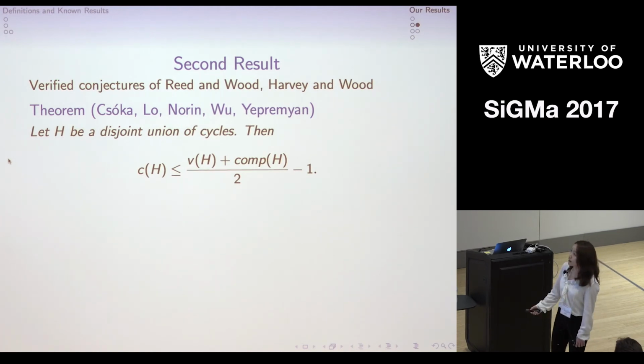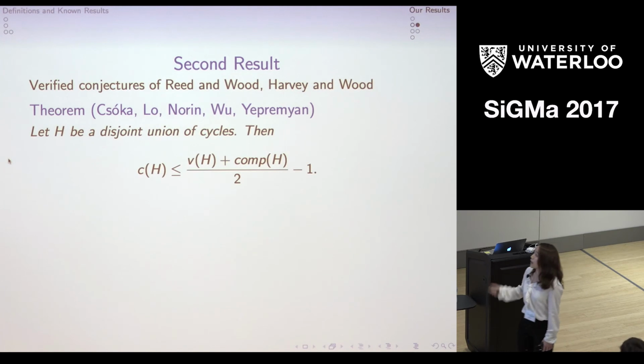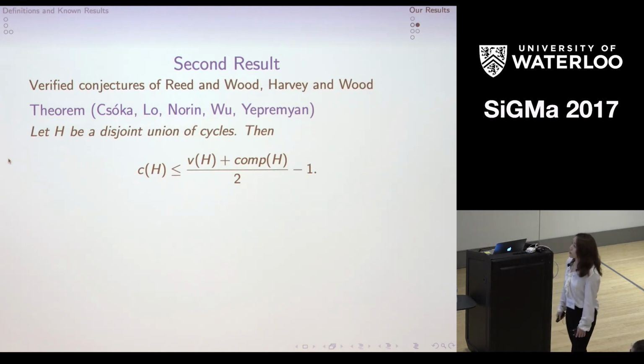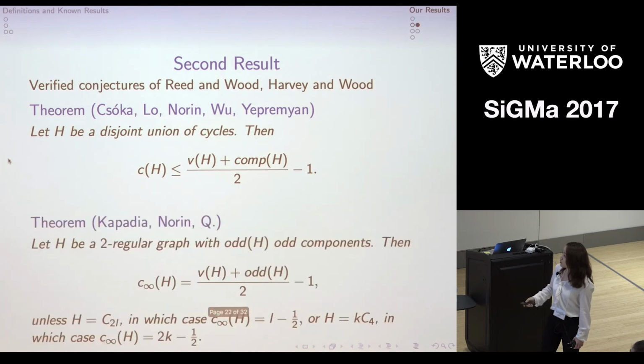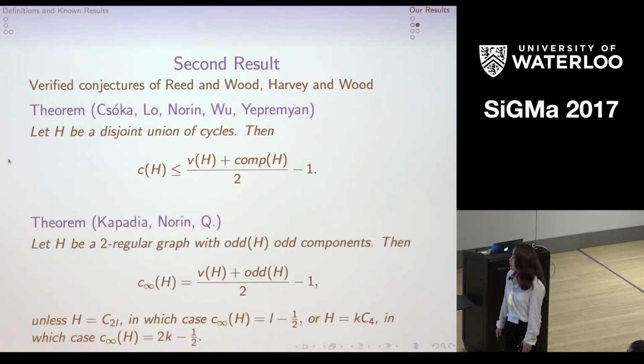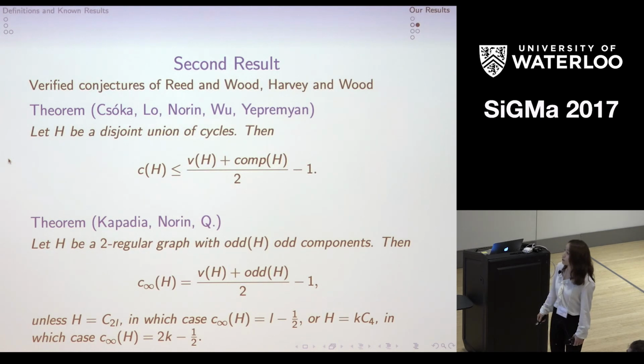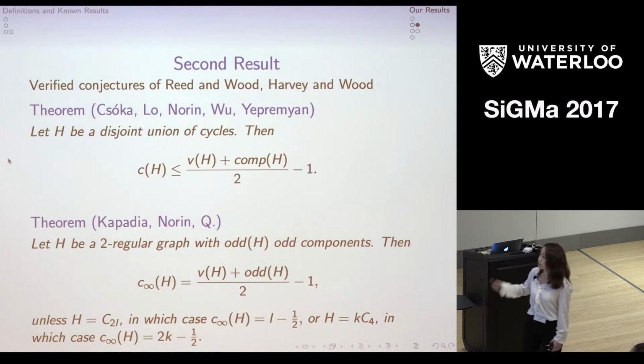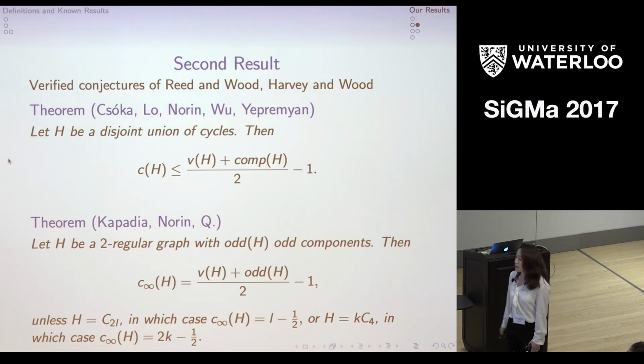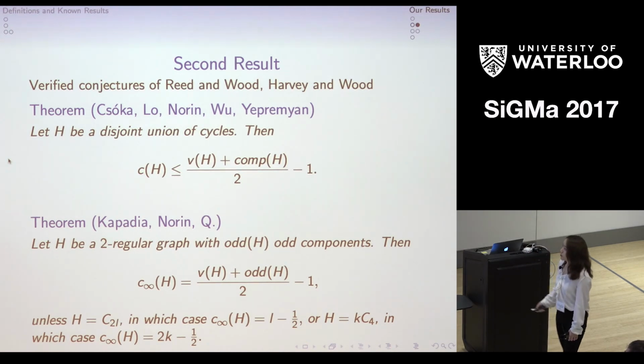And if you look at the right-hand side of this inequality, it is tau(H) minus 1 if H is a union of odd cycles. So a union of odd cycles is well behaved. But in most other cases for unions of cycles, the exact value of C(H) is undetermined. But our second result actually proved the exact value of C_infinity(H) for all unions of cycles. I don't have time to go into detail of this one because I want to come back to the union of large cliques.